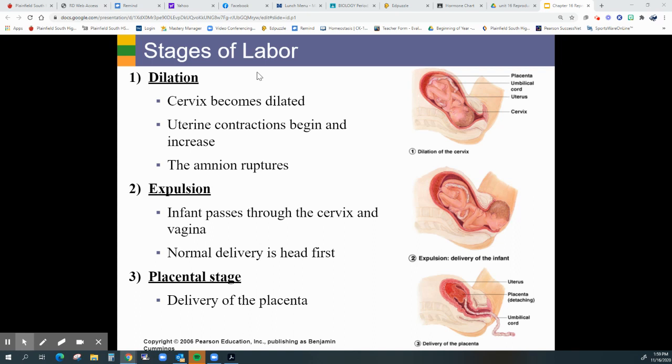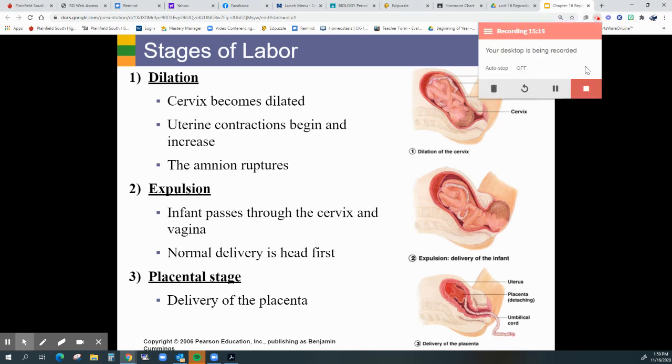Labor itself can be broken up into 3 stages. We get dilation, expulsion, and placental stage. So dilation simply is where the cervix starts to become dilated and enlarge, goes from 0 centimeters up to 10 centimeters. We get uterine contractions that start to begin at this process. These uterine contractions help usually spur along this dilation. And then usually at some point in time in dilation, the amnion ruptures. So this is where usually women say that they lost their water or their water broke.